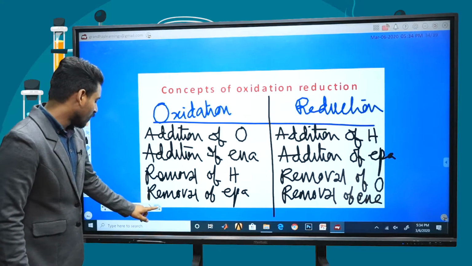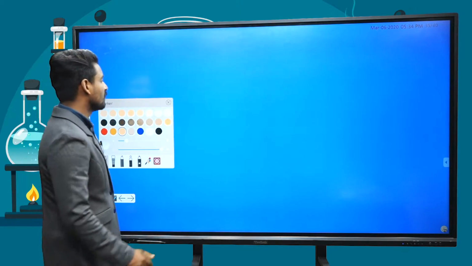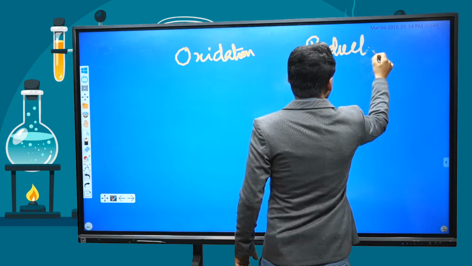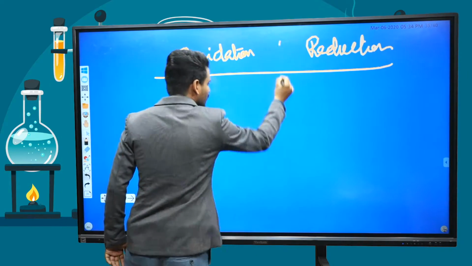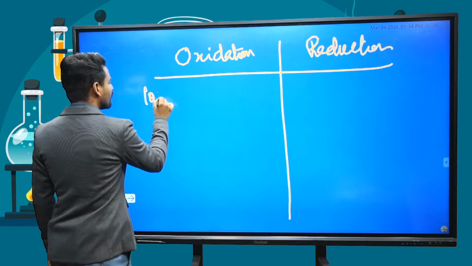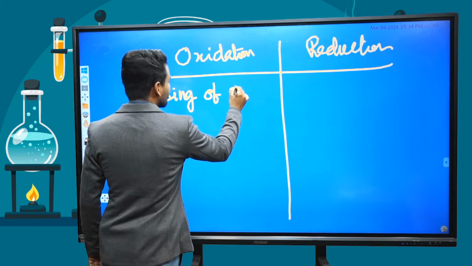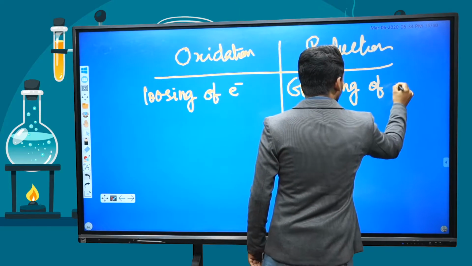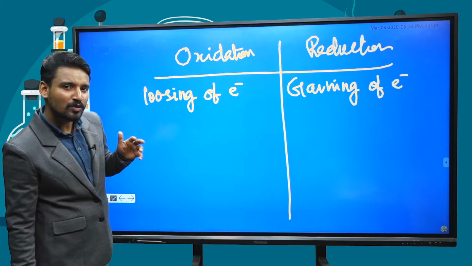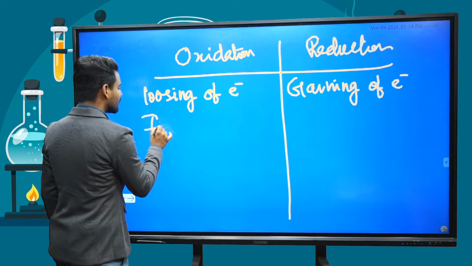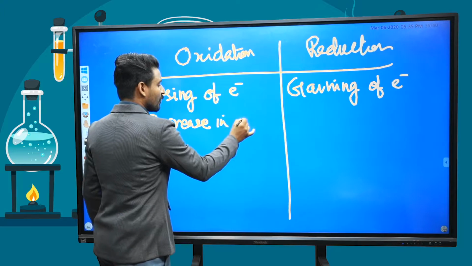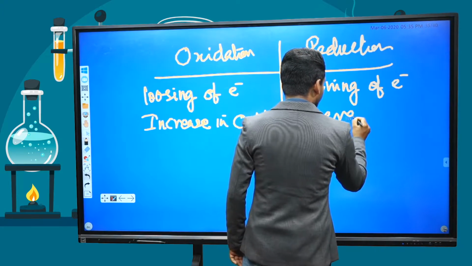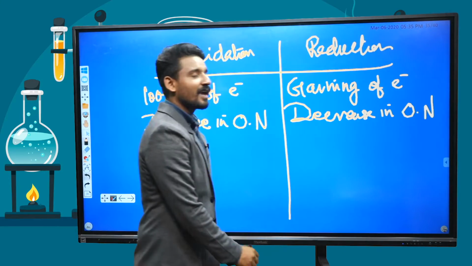Next, some other important concepts are there, oxidation here and reduction here. The electronic concept: oxidation is losing of electrons from a species, and reduction is gaining of electrons by a species. Next, another important concept is that an increase in oxidation number during a reaction is oxidation. What about reduction? Yes, that is a decrease in oxidation number during a reaction.